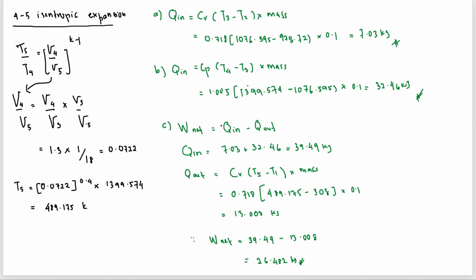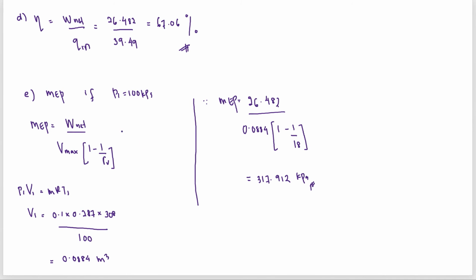C is the net work. Net work is Q in minus Q out. So we have to find Q out: Cv times (T5 minus T1) multiplied by mass. Then this is Q out. So I get W net as Q in minus Q out, which is 26.482. Lastly, question D is the thermal efficiency, which is W net over Q in. This is the formula and this is the answer.